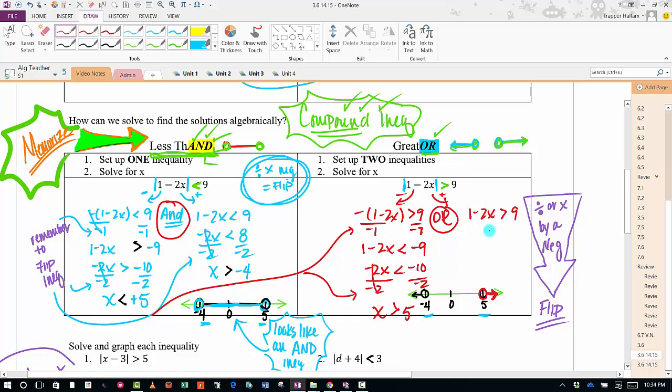Let's finish the last one. Subtract 1 to the other side. Negative 2x is greater than 8. Divide by negative 2. So I get x, flip my sign. Right, divide by a negative, flip my sign, x is less than negative 4. So my solution's at 4, not included, so it's open circle going left because it's less than. So that's the gist. There's 2 examples. You're pretty good after that.